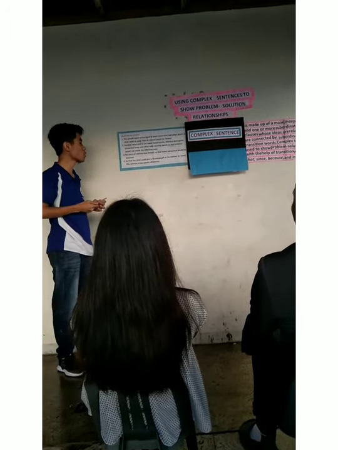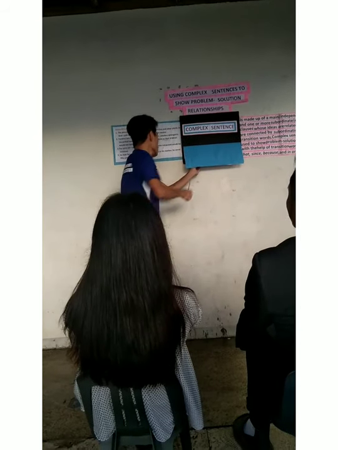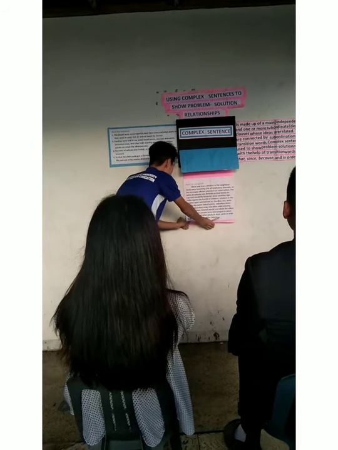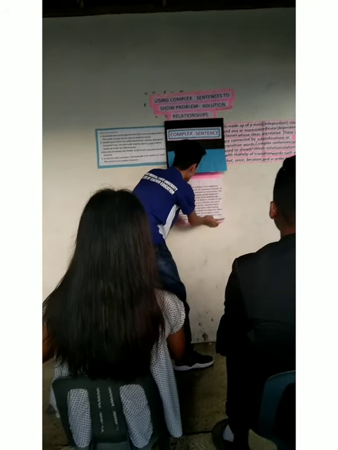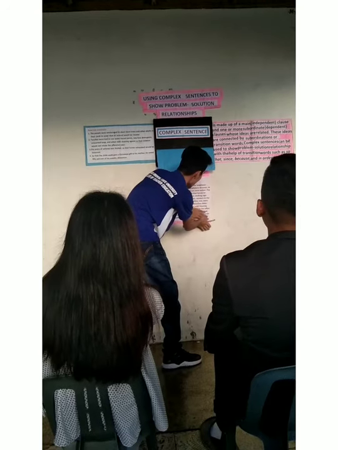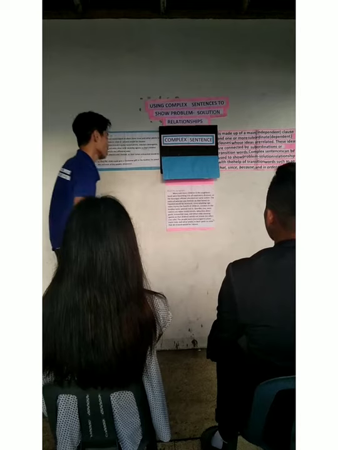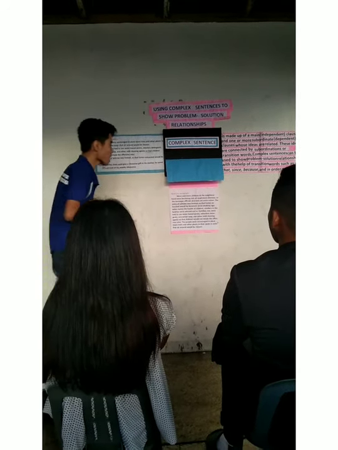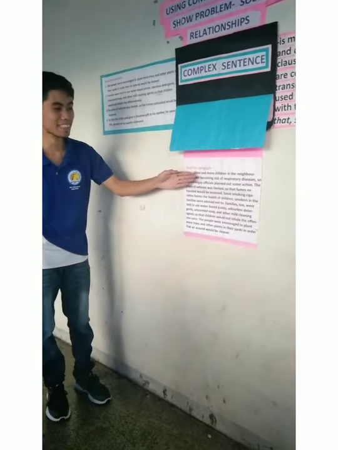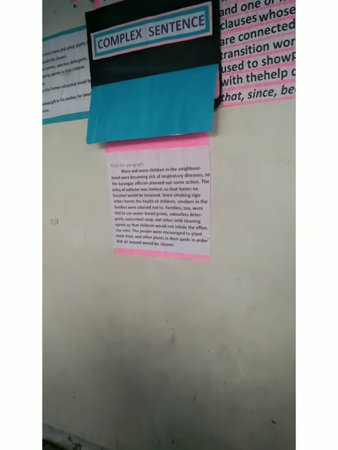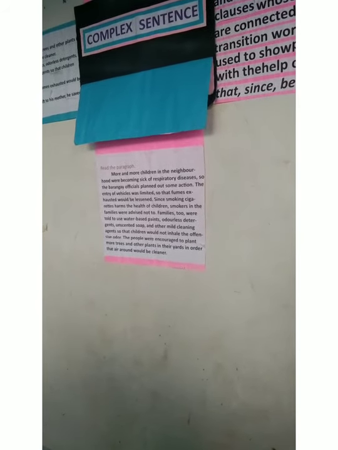Now, I will be providing you with more examples right here so that you'll gain a deeper understanding of a complex sentence and how it shows problem solution relationships. Okay? This is a paragraph. Kindly read the first sentence. More and more children in the neighborhood were becoming sick of respiratory diseases, so the barangay officials planned out some action.